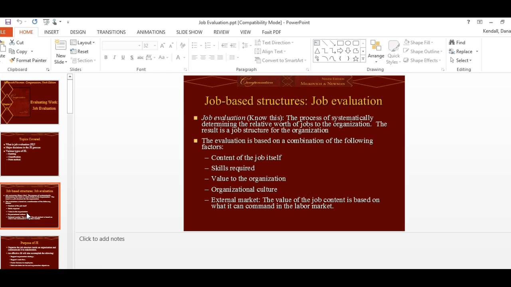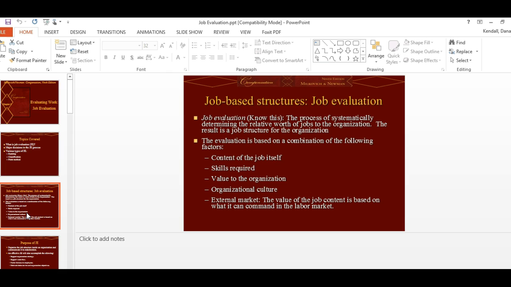Okay, so what we're doing when we're doing JE is creating structures. And I want you to know the definition of job evaluation, and it's the process of systematically determining the relative worth of the various jobs or positions in the organization to the organization. So when we are doing a job evaluation, we're creating a job structure for the org.